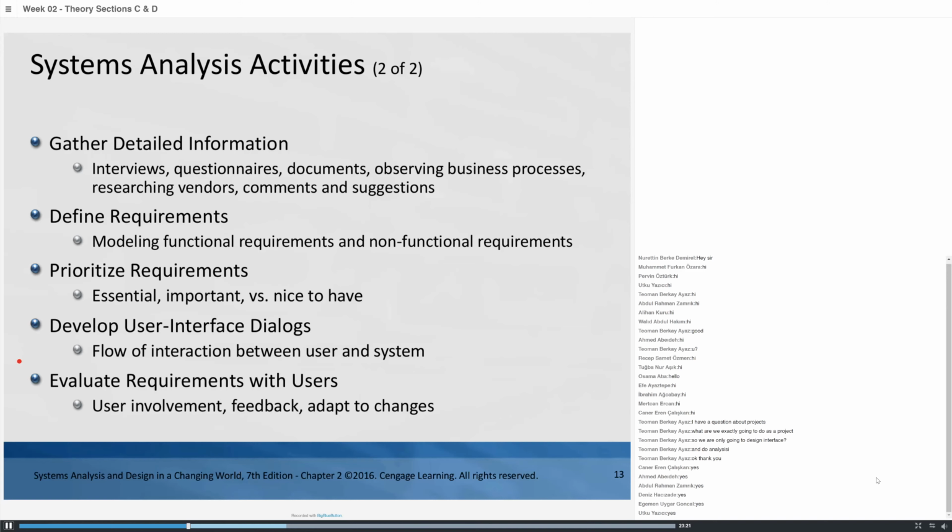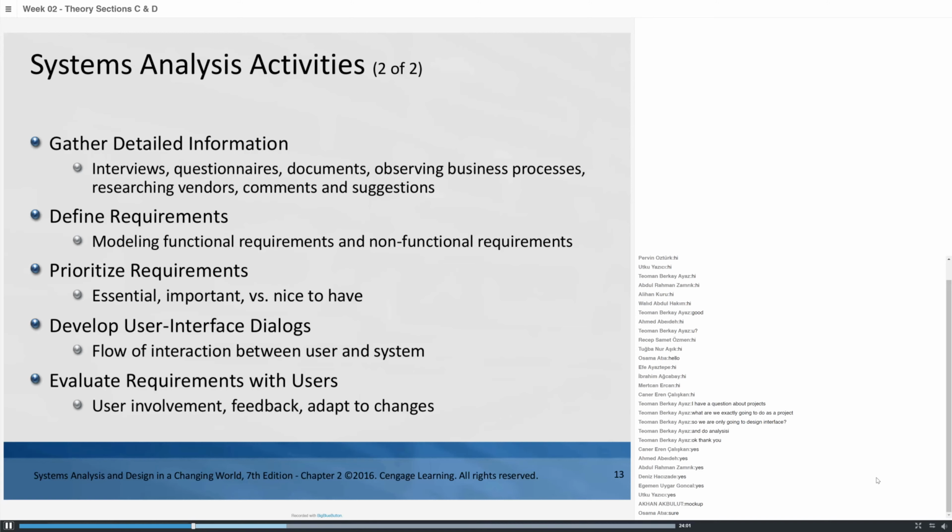What's a mockup? Yes. Osama, can you explain to us what a mockup is? Okay.